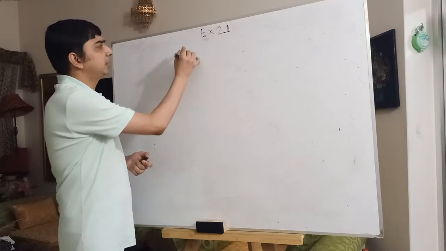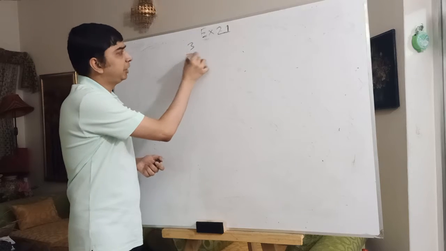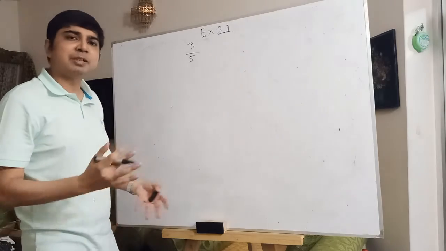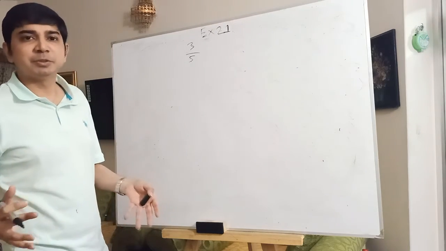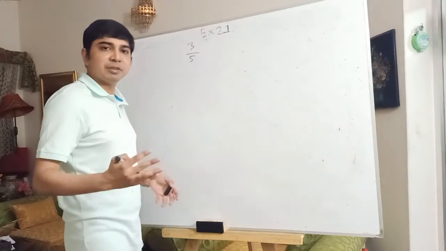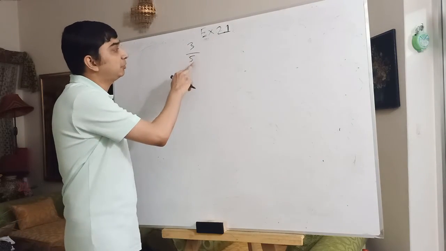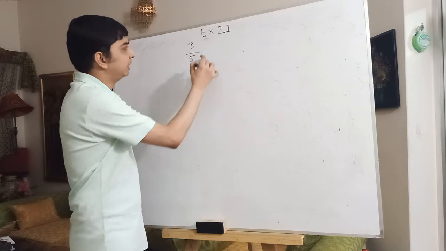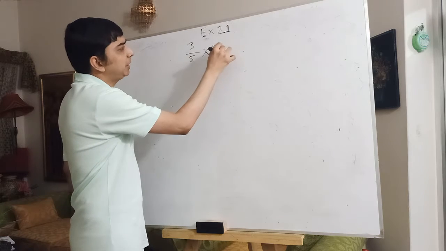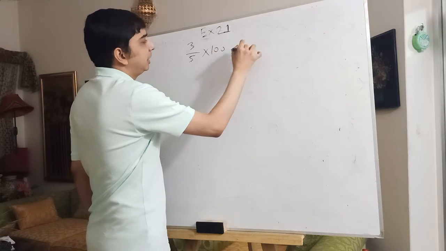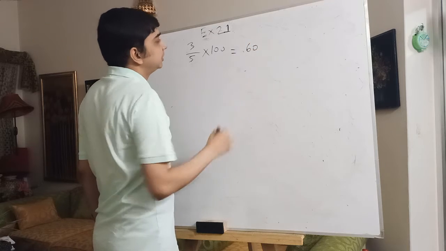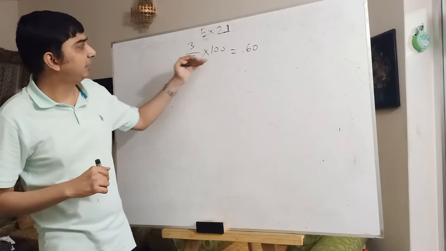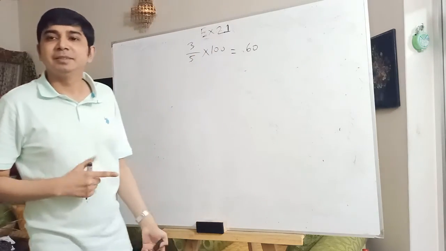So let's say in a test you get 3 out of 5. That means what? If I have to convert the marks to 100, that will be a percentage. So if out of 5 you get 3, out of 100, what will be the marks that you're going to get? All I have to do is just multiply by 100. So it's going to be 60. Okay, so out of 100, if out of 5 you get 3, out of 100 you will get 60.